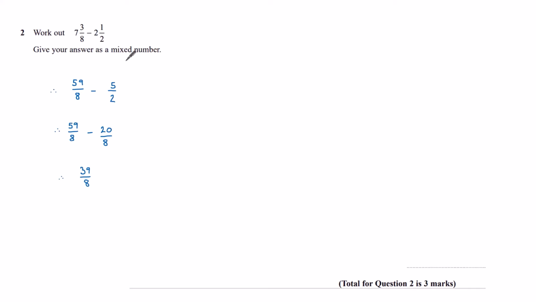Now my answer needs to be as a mixed number. And so I need to say how many 8s go into 39? Well, 2 8s are 16, 4 8s are 32. And so there would be 4 8s in 39 with 7 left over. And so that would be 4 7/8. Final answer, 4 7/8.